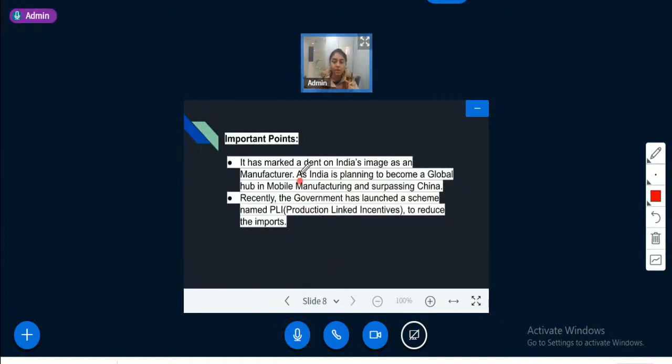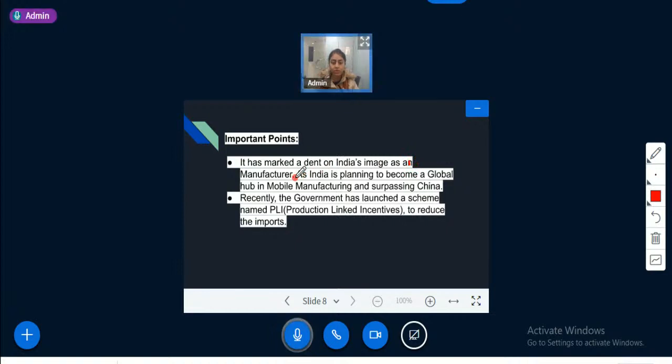Now what has happened? Now what is the impact of this particular incident? It has marked a dent on India's image as a manufacturer.